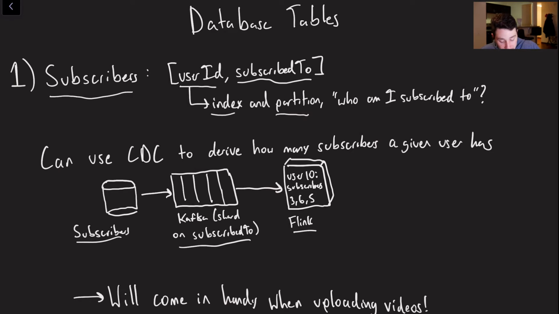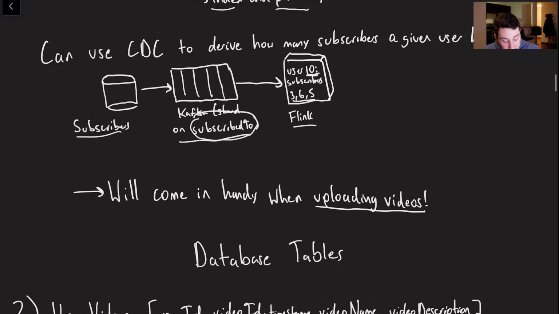So if we have all these subscribers right here, we can actually partition Kafka on this subscribe to field. And then that way, if user 10 has a YouTube channel, you can see that they have subscribers 3, 6, and 5. Those all get added and cached locally in our Flink node. And we can either make a second database table out of that, or we can just cache it, which personally I would like to do for later purposes in the video, and I'll explain that down the line. So this is going to come in handy when uploading videos. We'll talk about that in a bit.